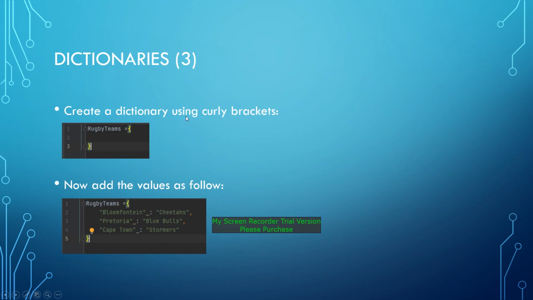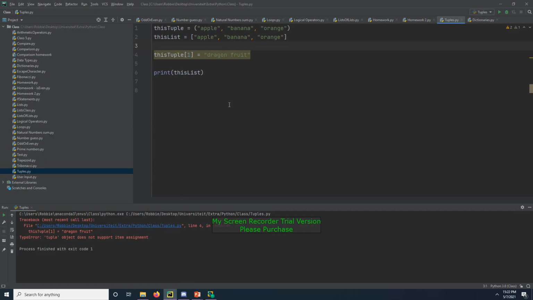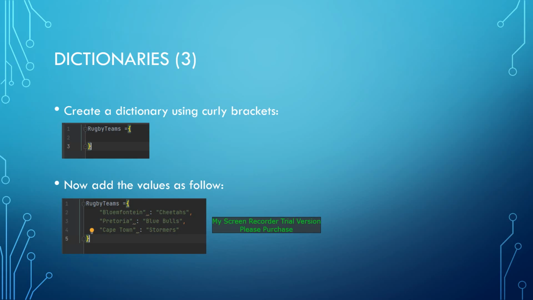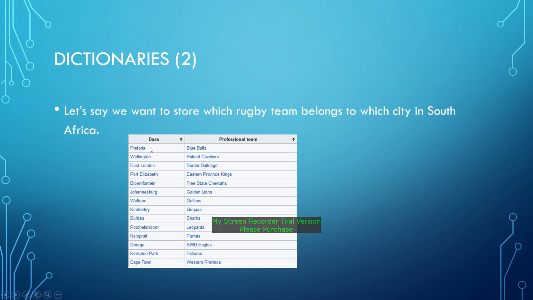Okay, so we create a dictionary using curly brackets. So this is much like a list or a tuple that we just did. So let's create a new file now. Dictionaries. I also already made mine. Okay, so we will say rugby teams. You can create this with me. Then we make curly brackets, as you see there. All right, now we're going to start. We want to save, let's start with Pretoria.